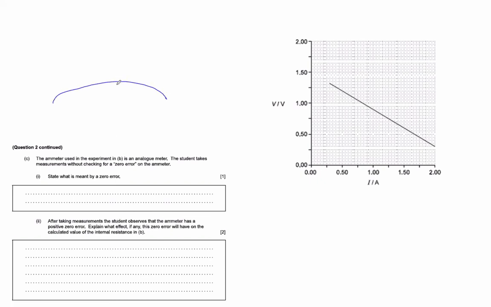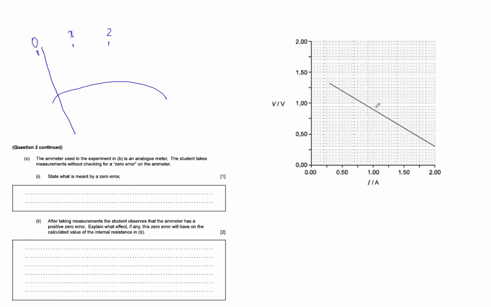So if you look at the meter, here's 0, here's 1, here's like a little mark, here's 2. This is like the worst example. The needle points like this, so even when there's no current, it's like that. Explain what effect this zero error will have on the calculated value of the internal resistance.